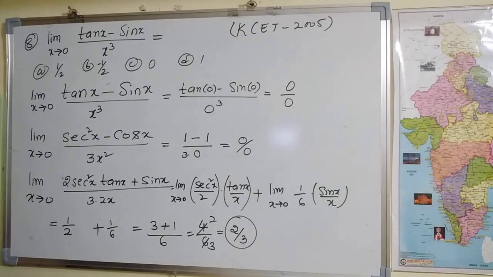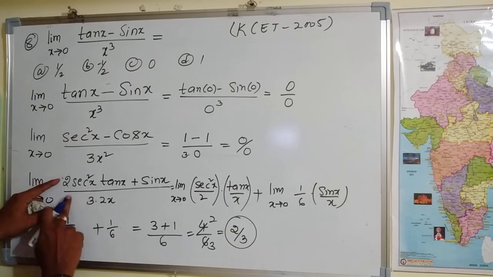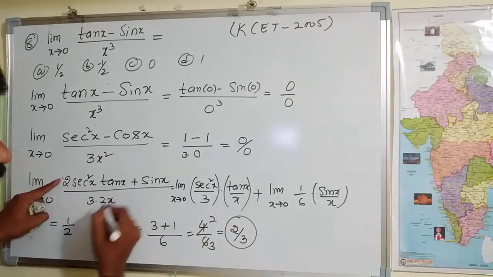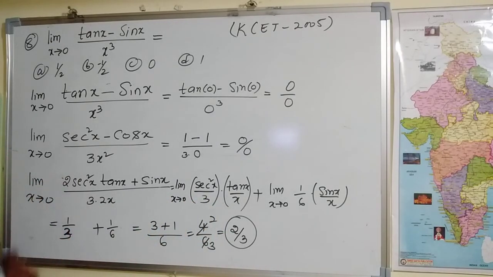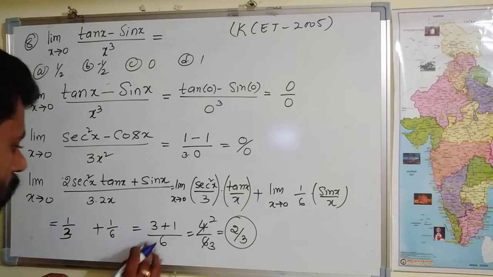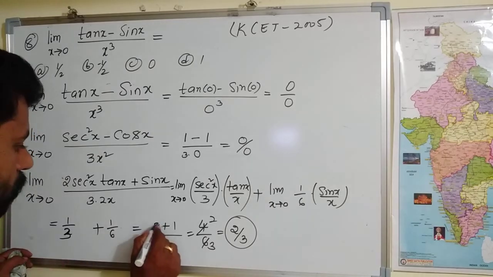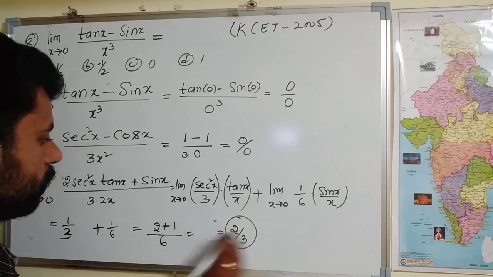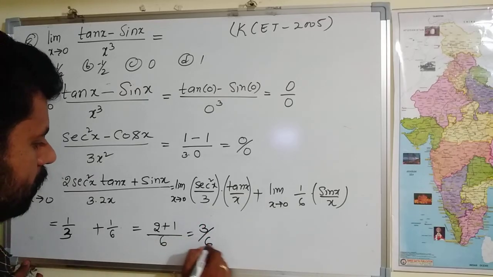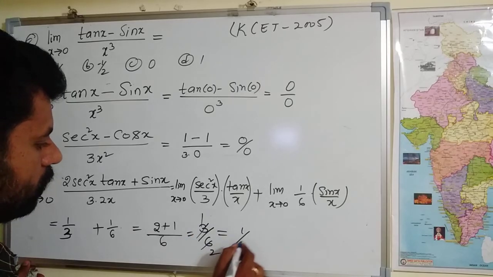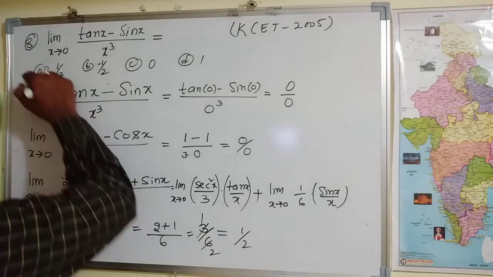So the required solution. Observe the options. A small correction here: the 2 is cancelled, so we get 3, not 2. That's why we consider 3 and not 2, because 2 is cancelled. Next, take the LCM. We get 2 plus 1 is 3 divided by 6, which is 3 1s are 3, 3 2s are 6, so 1 by 2, not 2 by 3. So option A is correct.